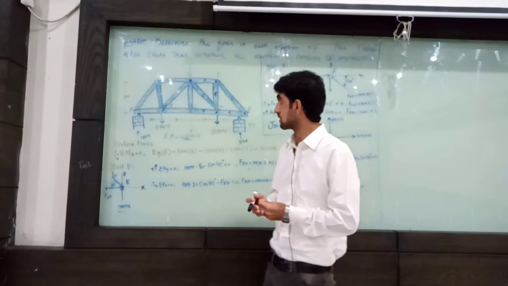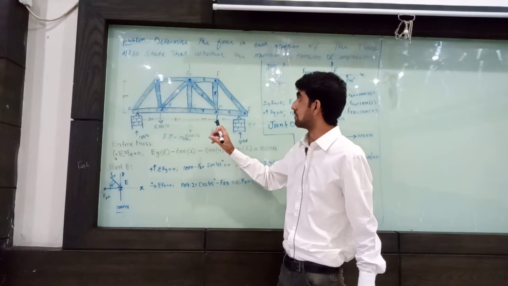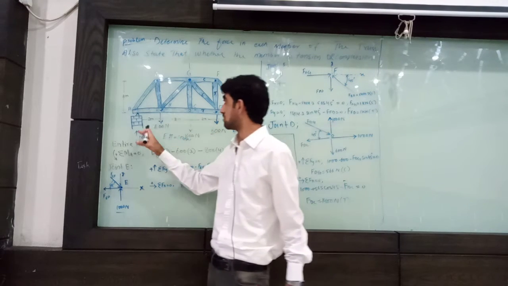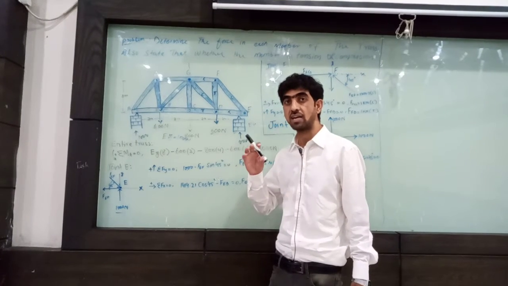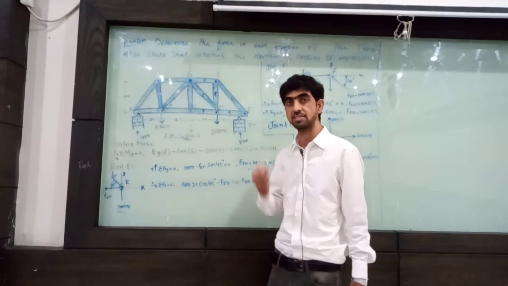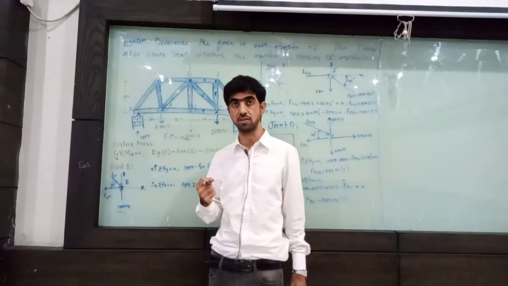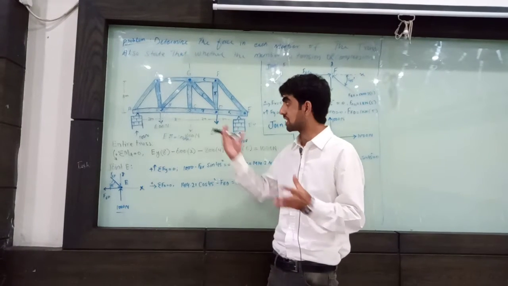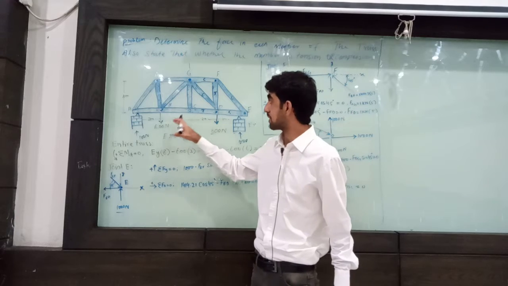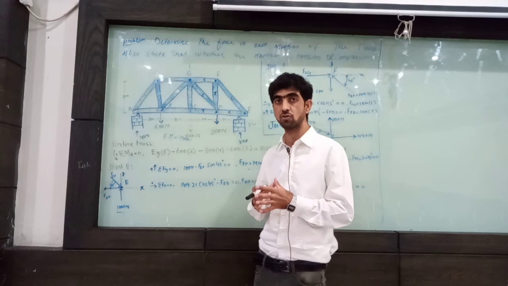You can see this structure. This is a truss. Truss means that all types of members are available: horizontal, inclined, and vertical members. It is used to resist the load, the vehicle load. This type of structure can be designed for roads, and it is mostly used for railroads.